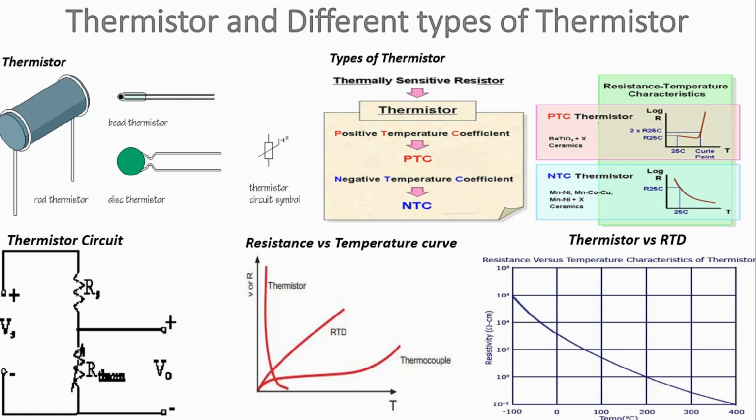The main difference is that the electrical resistance of the resistor used in a thermistor varies in a nonlinear manner with respect to temperature. The sensing element used in a thermistor is made of either a ceramic or a polymer, while an RTD uses pure metals as its sensing element.